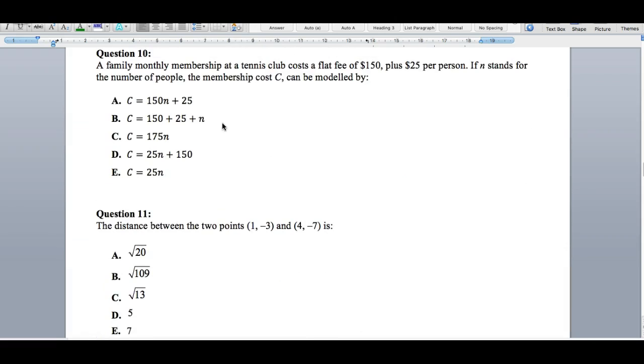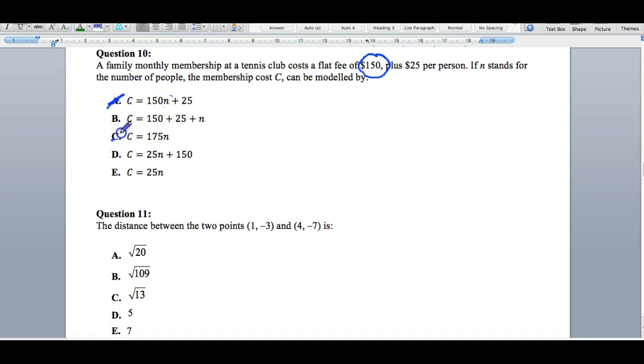All right, question 10. A family monthly membership at a tennis club costs a flat fee of $150 plus $25 per person. So if N stands for the number of people, the membership cost C can be modelled by. Okay, so in your equation, this is a flat fee. It doesn't depend on anything else, so that's basically our constant. So we cross out anything that doesn't have 150 as a constant. This doesn't have it as a constant because it's attached to the N. This one has it as a constant.